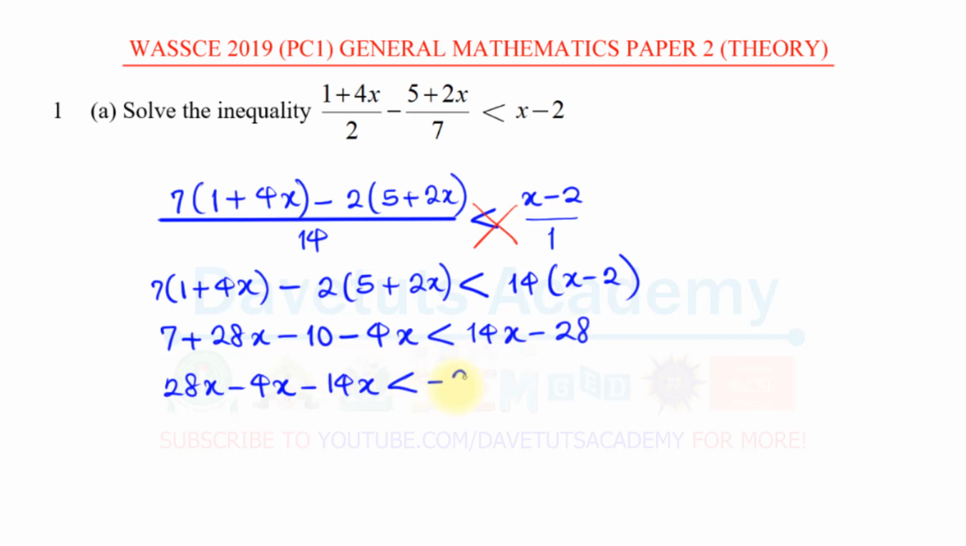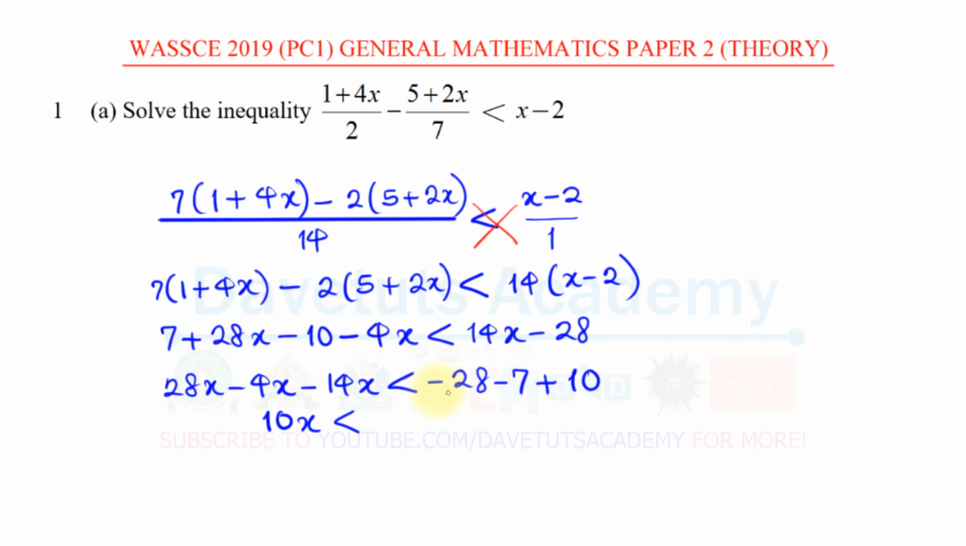Here we have minus 28. When 7 is taken to the other side, we have minus 7. When minus 10 is taken to the other side, it becomes plus 10. All right, so doing that, we can now express this correctly by simplifying. 28x minus 4x will give us 24x. That 24x minus 14x, that is 24 minus 14, we just have x, so that will give us 10x is less than minus 28 minus 7.